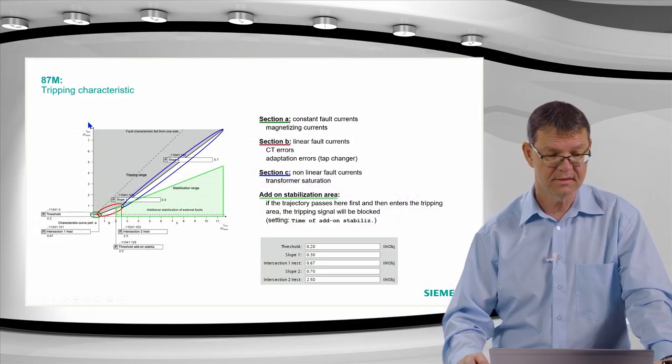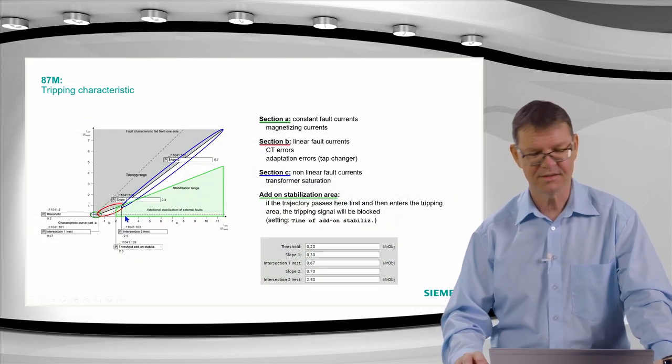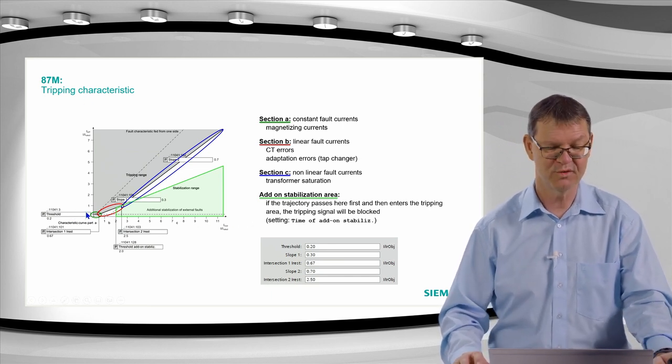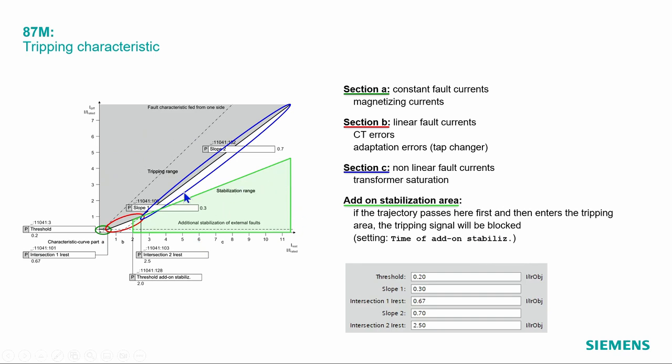So this is the differential current, this is the stabilizing current or restraint current. Maybe I should say this before. And we have here in this green area a zone, and we know if we have a jump in the current, then this can be a fault. And if the current trajectory now in that plane goes in this direction, so it enters this field, then it looks like an external fault for the other devices.